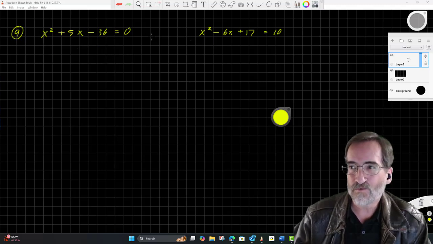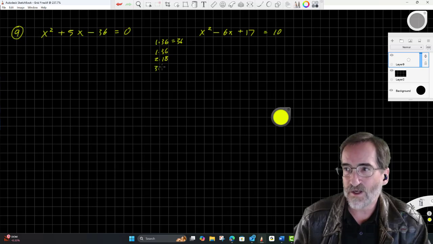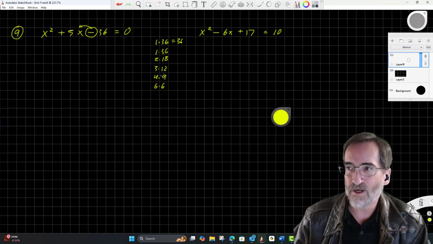Take the coefficients, 1 and 36, and multiply them. And list the factors. 1 times 36, 2 times 18, 3 times 12, 4 times 9, 6 times 6, and that's about it. Which of these has a difference of 5? 36 minus 1 is 35. 18 minus 2 is 16. 12 minus 3 is 9. 9 minus 4 right here. 9 minus 4 is 5.